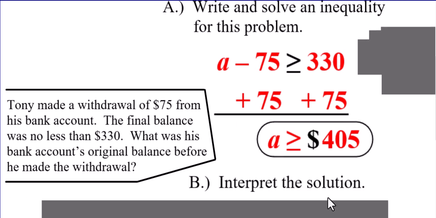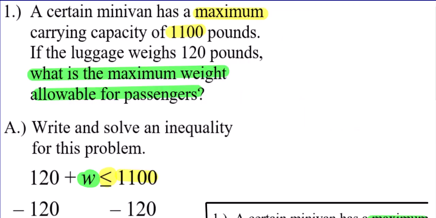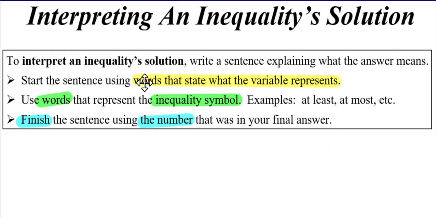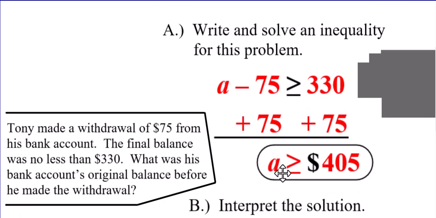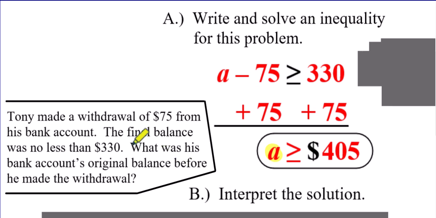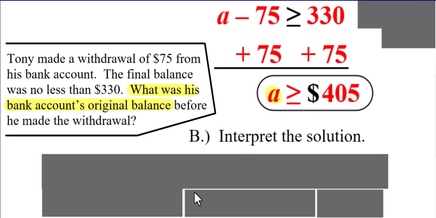Now time for part B. We want to interpret the solution. I recommend that you start with the words that state what the variable represents. Our variable, we chose A. Now, some of you might have chosen B. And the reason we chose that letter is because we were trying to find what was his bank account's original balance before he made the withdrawal.